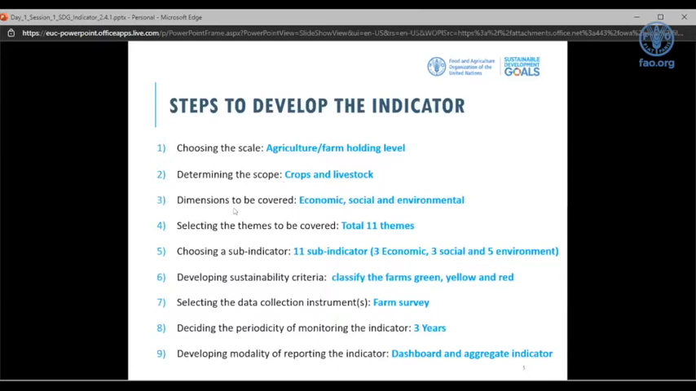We then reviewed the dimensions to be covered, and we decided to stick to the classical dimensions of sustainability, which I referred to on the previous slide as well: economic, social, and environmental. Let me add here that in the beginning of the process, when we embarked on the development of the indicator's methodology, we selected five dimensions that included, in addition to the three, economic, social, and environmental, two other dimensions that are institutional or governance and resilience. However, later on in the process, it was decided to integrate resilience with the economic dimension and to drop the governance dimension, as we are exclusively focused on farm level sustainability assessments.